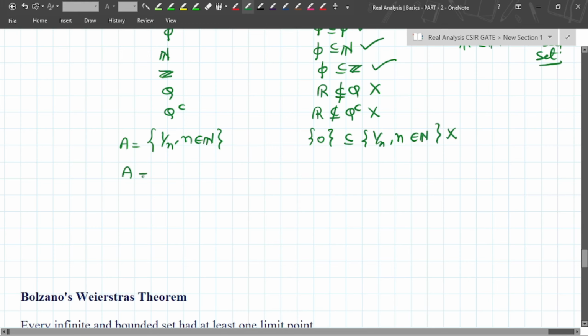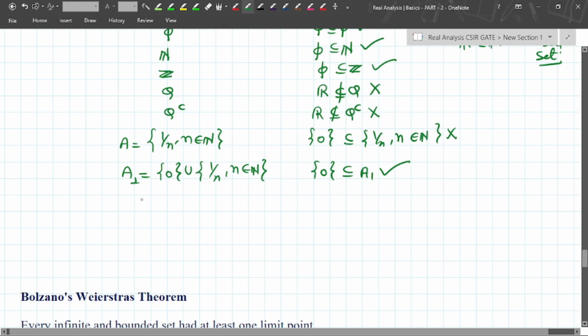Similarly, if I consider a set A1 like this, 1 by n where n belongs to the natural numbers, and 0 is contained in A1, then it is closed. If a set is defined by 1 by n and 0 is in that particular set, then this is a closed set, otherwise it is not closed.